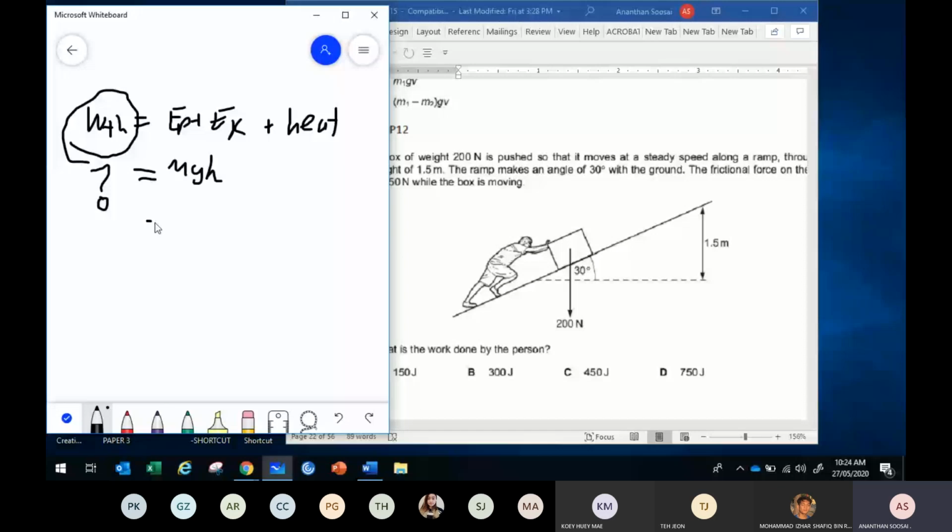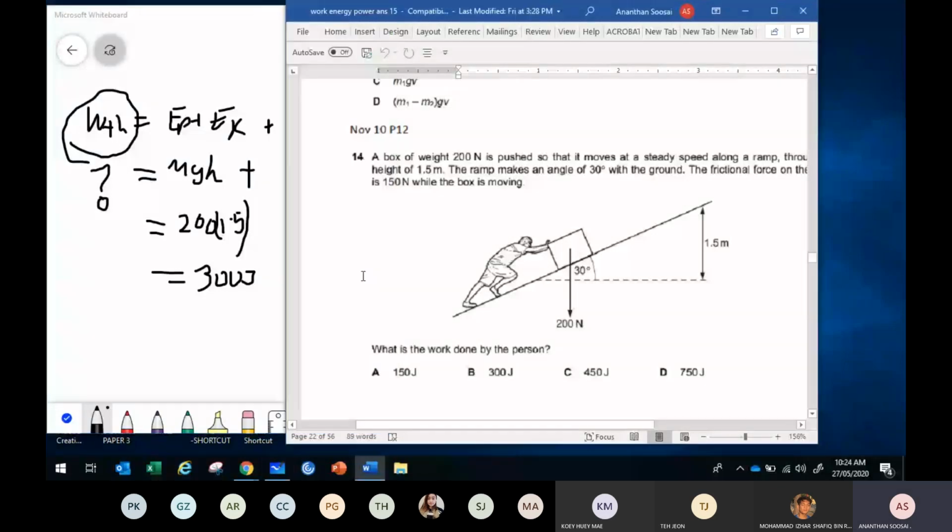Okay, 1.5 is the gain in potential energy. So how much do you get? You get 300. You got 300 joules. Okay, this is only the potential, plus kinetic. Is there any rise in kinetic? Because they say steady speed. So steady speed means no gain in kinetic.